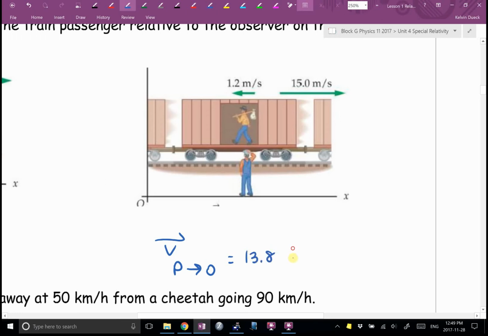Mackenzie, does that mean that if this passenger could run at 15 meters per second and ran in the opposite direction that the train was moving, what would the observer see? As far as they were concerned, the passenger would be standing still because the velocities would be canceling out. Yeah? I wonder.